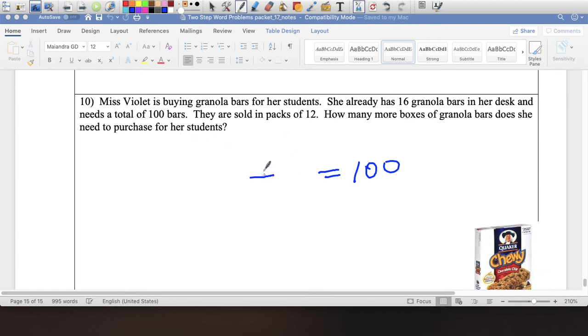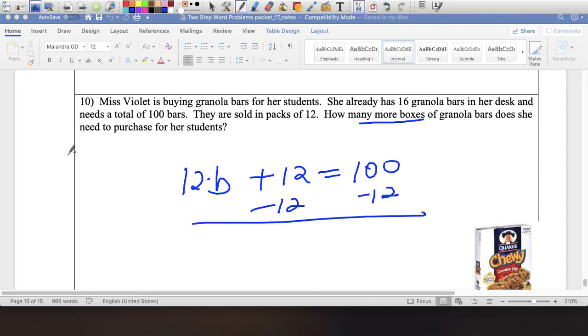Well, she already has 12. So I'm going to write plus 12, right? Because that's what it means. I already have 12. So how many more do I need? Either packs or boxes. Let's use boxes. How many in each box? So my unknown is B for boxes, because that's what I want to know. And I know there's 12 per box. Plus the 12 that I already have, equals 100. So that's my equation. Minus 12, minus 12. Variable B being multiplied by 12. Add 12 equals 100.